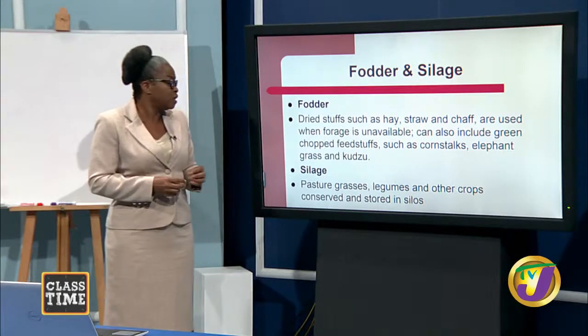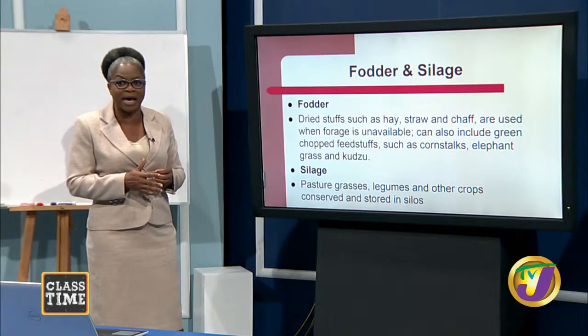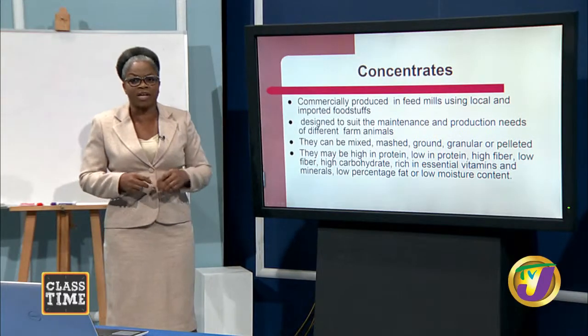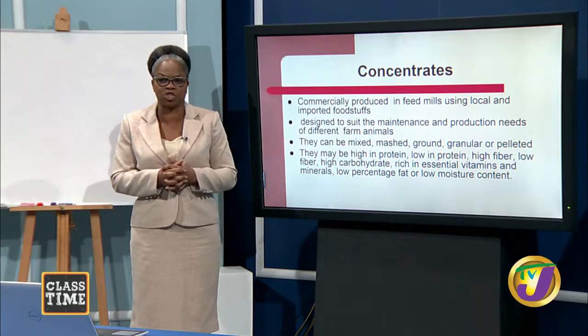Further, these are dried stuffs such as hay, straws, and chaff, and they are usually used when forage is unavailable, and that could also include chopped feedstuff, such as corn stalks, elephant grass, and kudzu. And the next type of ration we could give them is silage, and this is pasture grasses and legumes and other crops that are conserved and stored in silos.